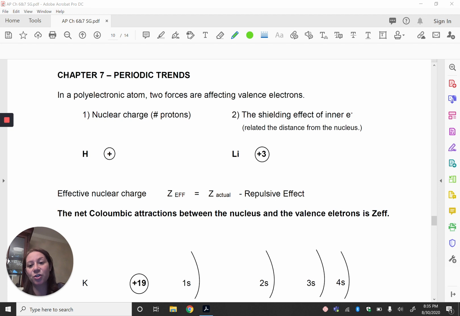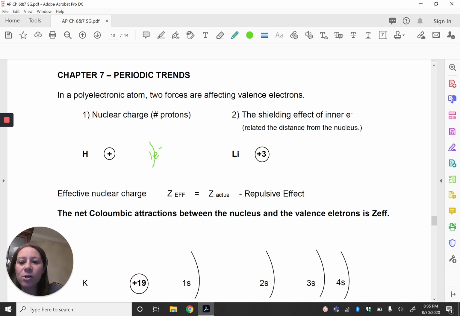We're going to start chapter 7, which is periodicity or periodic trends. In a polyelectronic atom, that means an atom that has more than one electron, two forces are acting on the valence electrons. If you look at hydrogen, for example, hydrogen only has one electron. It is monoelectronic.